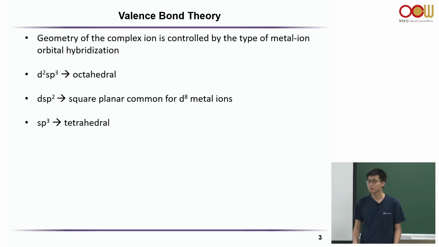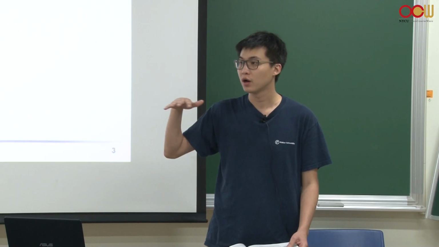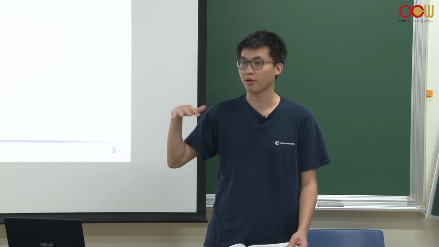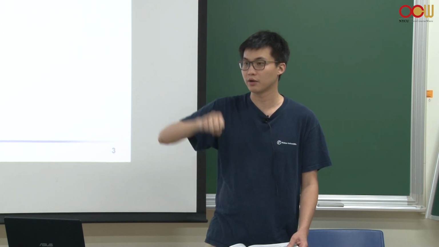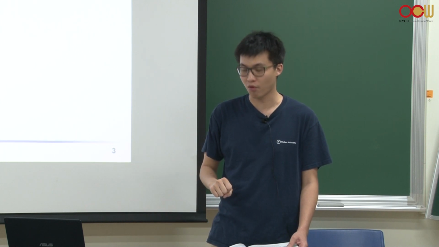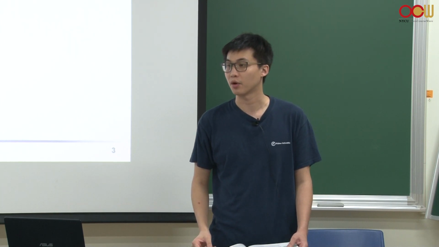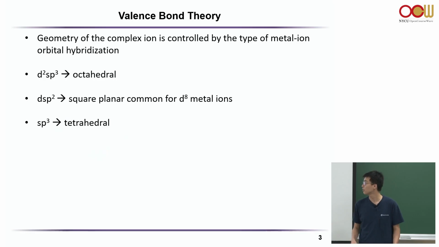For example, the most common coordination compound geometry is octahedral, which means you have 4 ligands on the same plane with 2 ligands, one on top and one on the bottom, forming this 6 coordination number compound. So if you are using d2sp3, that gives you octahedral. And similarly, when you have a 4 coordination compound that utilizes dsp2, it will give you a square planar structure, and this is very common for d8 metal ions.